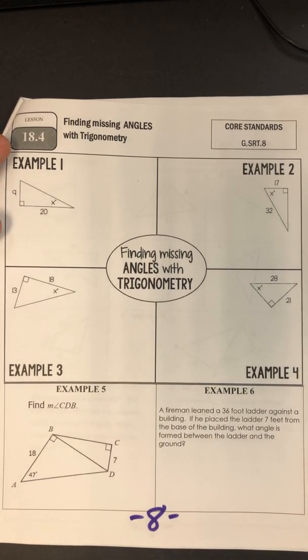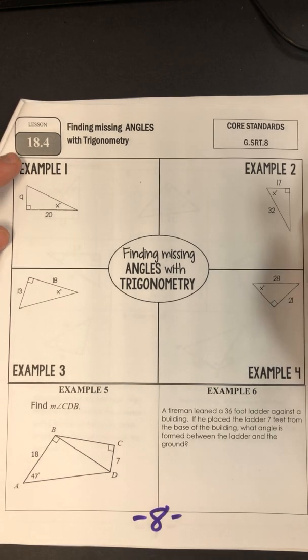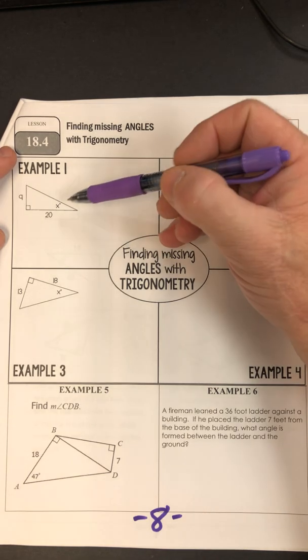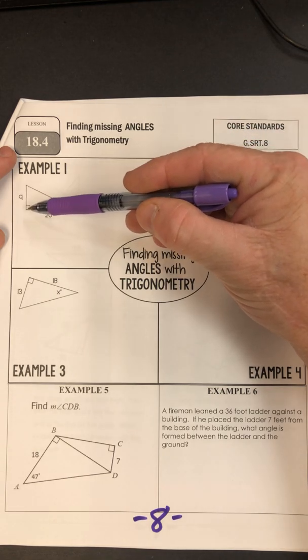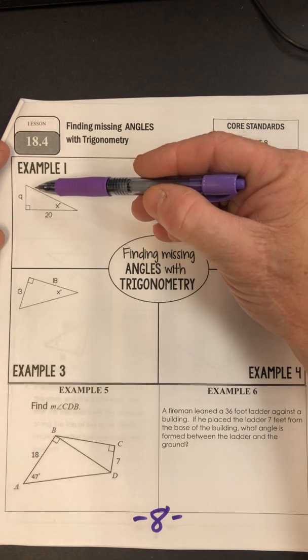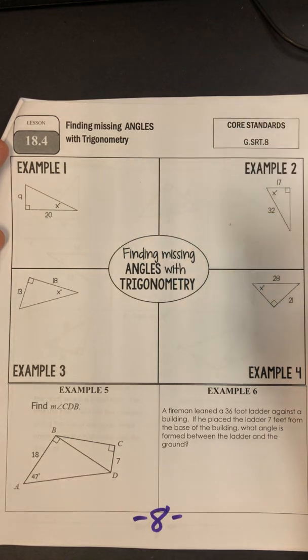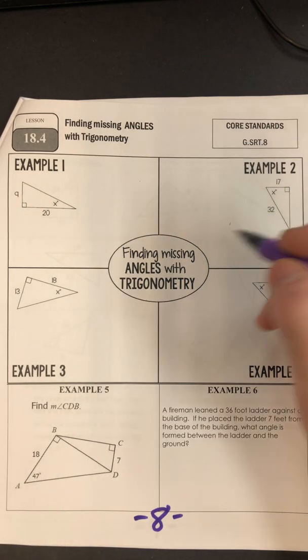18.4, finding missing angles now. So the last section was finding sides. Now we're going to find missing angles. Obviously, if you know one of them is 90, if you know the other one you can just subtract from 180 and find this other one, but now we don't really know what this is.